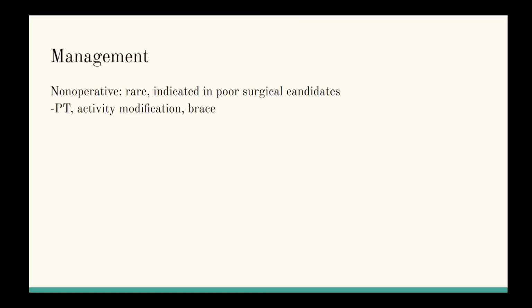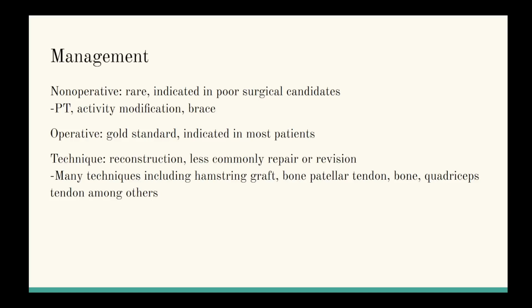Non-operative management is rare and basically limited to patients who are poor surgical candidates, who don't walk, who are demented, that kind of stuff. In those cases, you can do PT, activity modification, and brace depending on how cooperative the patient is. Otherwise, the gold standard is surgical intervention. There's a bunch of techniques, right? Mostly you're reconstructing an ACL with something else, and that's going to include a hamstring graft, bone patellar bone, quadriceps tendon, among other donor sites. And then often now there's PRP and other orthobiologics used perioperatively.